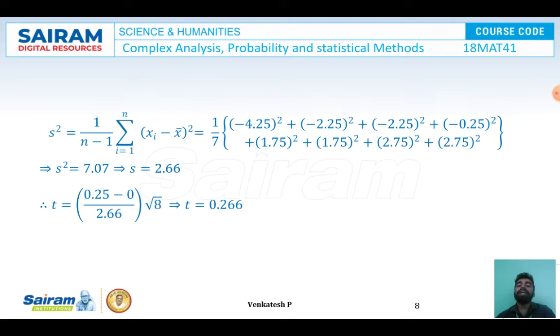Now replace this x bar, mu, n and s value in the equation. So we got t is equal to 0.25 minus 0 by 2.66 into square root of 8. The value of t will be equal to 0.266.